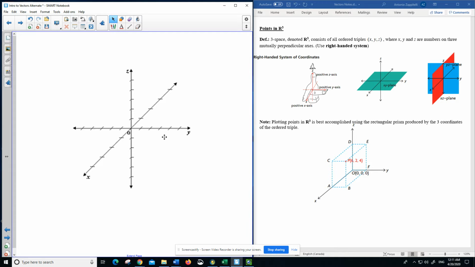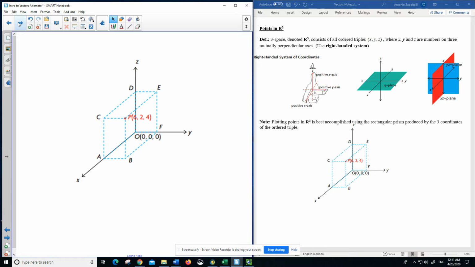So if you're trying to describe a point in 3D, but again on this two-dimensional piece of paper, what we use to give that sense of perspective is, we don't just draw a point, which is going to be very hard to distinguish where it is in 3-space when you're drawing it on a 2D piece of paper, we use this idea of drawing a rectangular prism. So let's see what this represents.